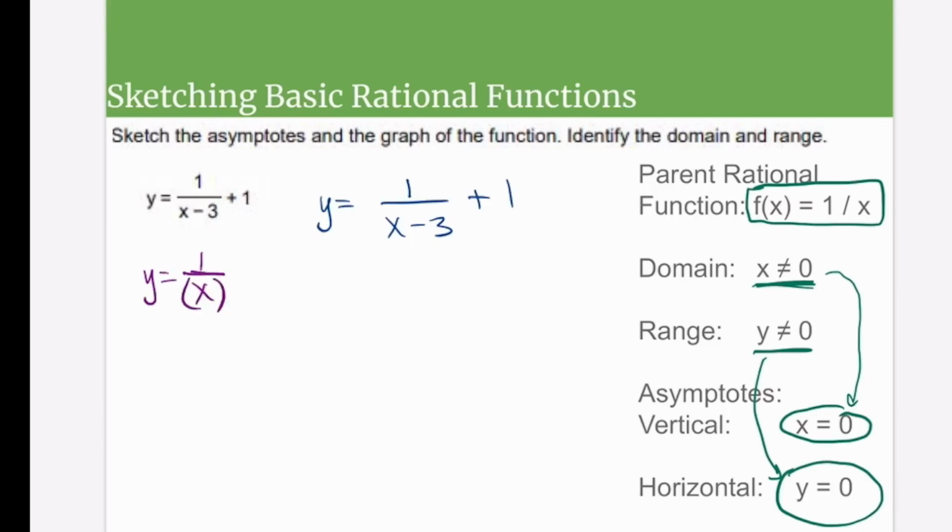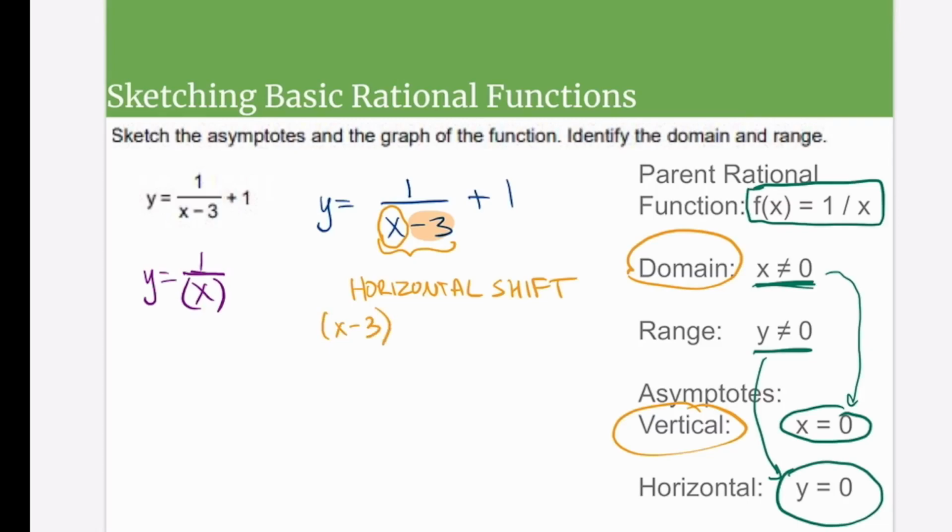So x is in your denominator, which means anything that happens inside your denominator, in this case the minus 3, is a horizontal shift. So we're going to shift horizontally along the x-axis, which means it's going to affect our domain and our vertical asymptote. All these things are connected. If you have x minus 3, it means it shifts not to the left but to the right. This is one of those tricky ones that you want to make sure you practice. So it shifts to the right 3 units.